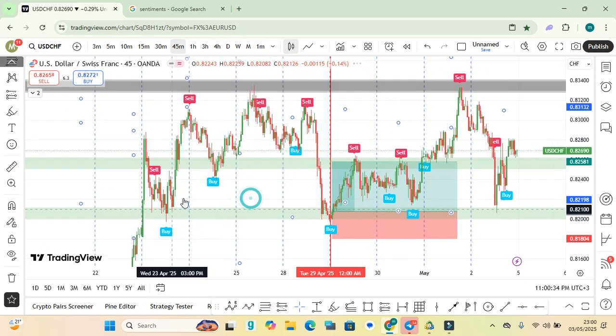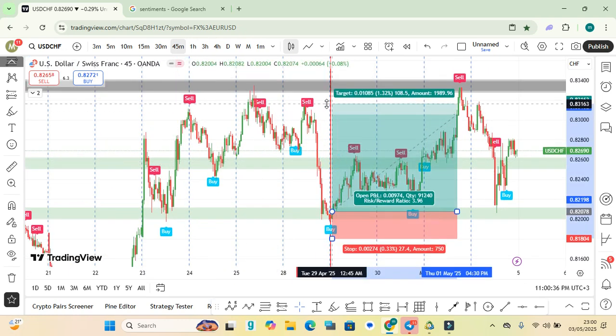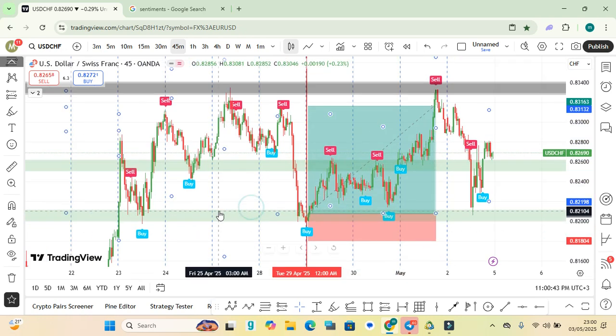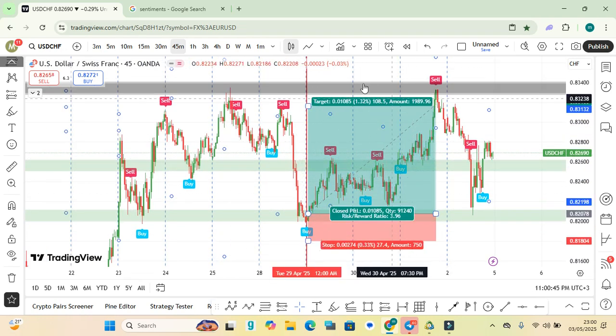So we take profit according to liquidity, like I always do. Stop loss according to the previous protected low. So this is a signal, a complete signal.